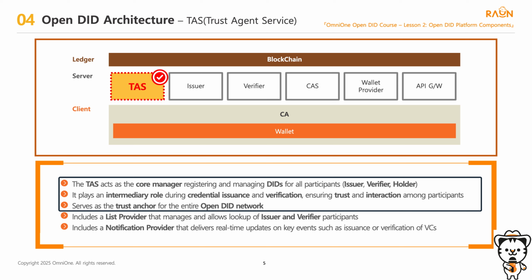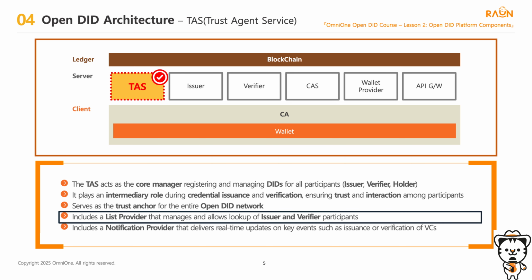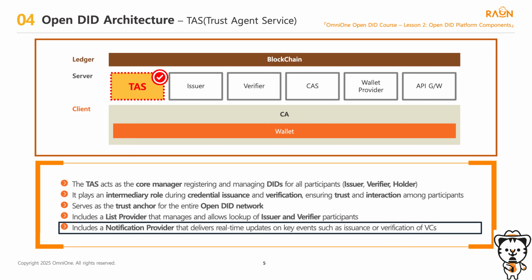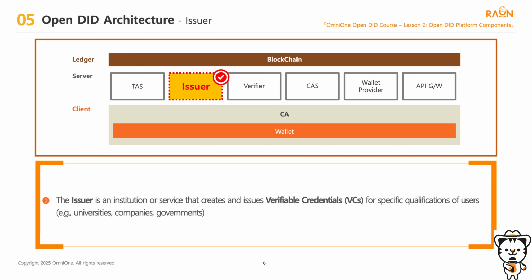In addition, the TAS provides two extra features. First, there's the list provider function. This function manages and allows lookup of issuers and verifiers participating in the ecosystem. It helps users quickly identify which organizations are involved. Next, there's the notification provider function. When a major event occurs like issuing or verifying a VC, this function delivers the update in real time to the relevant participants.